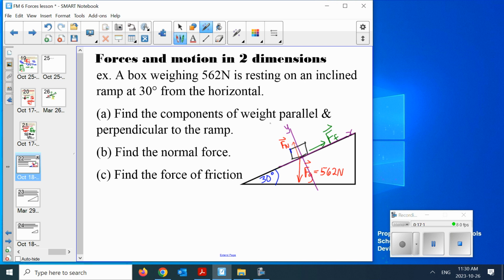Here's my free body diagram. I've got my box there, and it's resting on the incline plane. Gravity works straight down. That's the 562 that's given. I'm going to just demonstrate here. This is the 562 newtons, but we understand that right now, the way this book is sitting, it's same up, same down, the normal force.